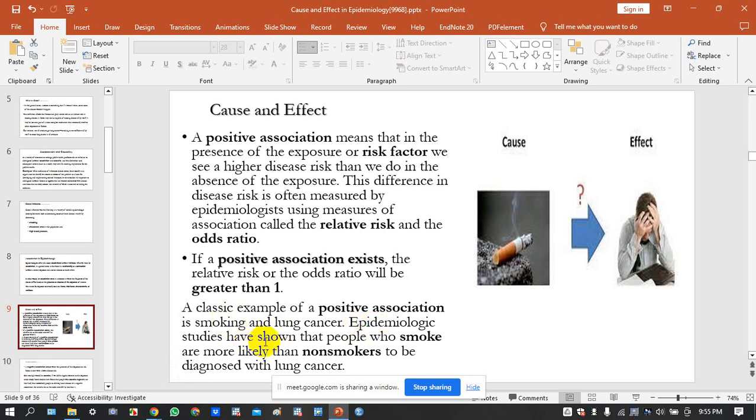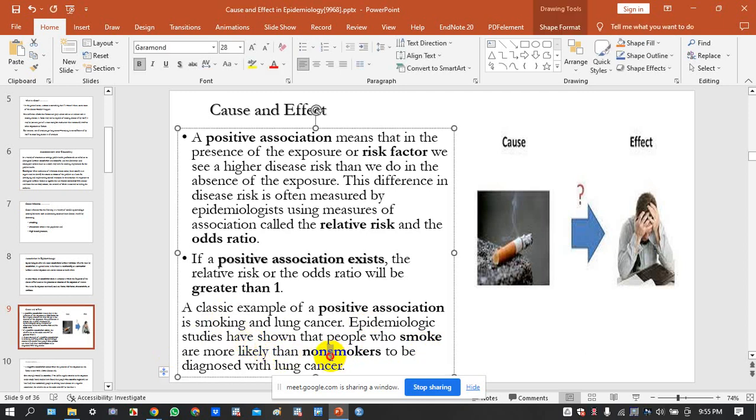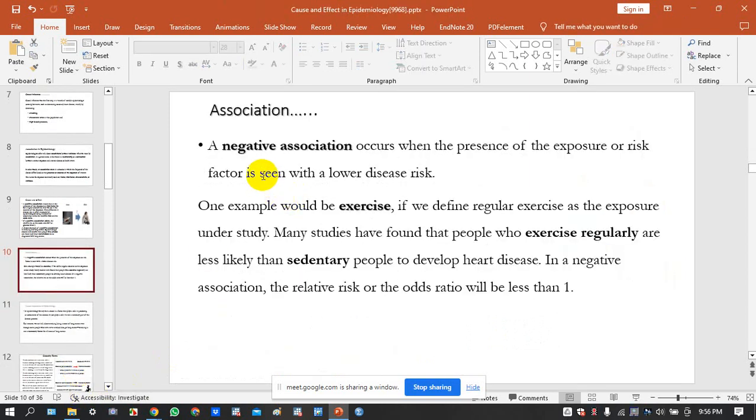So a classic example of a positive association is smoking and lung cancer. Epidemiologic studies have shown that people who smoke are more likely to get lung cancer than people who do not smoke. So a negative association occurs when the presence of the exposure or the risk factor is seen with a lower disease risk.